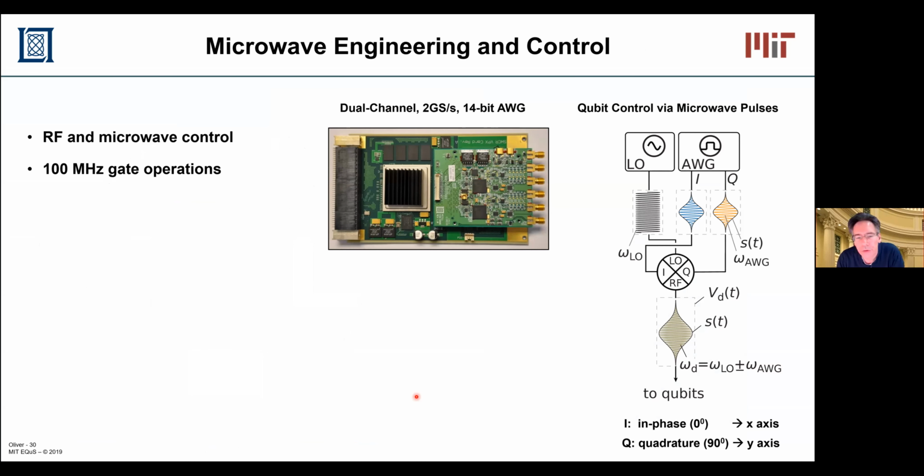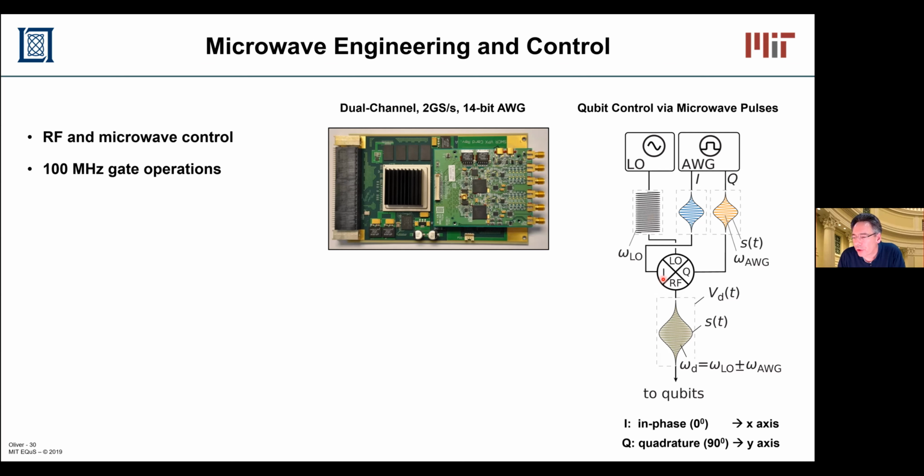with that 0-1 transition. And I'd like to just tie this back now to the gates that we're talking about. And to do that, we apply microwave pulses. Again, this would either be an electric field or a magnetic field at the qubit. And the way we generate this pulse is with an arbitrary waveform generator, which creates basically the envelope and maybe some low intermediate frequency. And we multiply that with a local oscillator frequency, which is close to the 0-1 transition frequency.